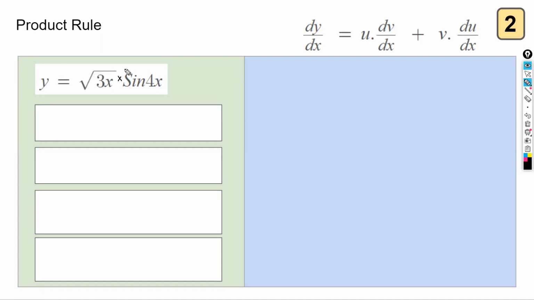Just one small thing, right? We should probably rewrite it like this to make it easier for us when the examiner gives this to us like this. Square root is the same thing as to the power how much? A half. And we're multiplying this by sine 4x. So the first group is going to be u, and the second group is going to be v.